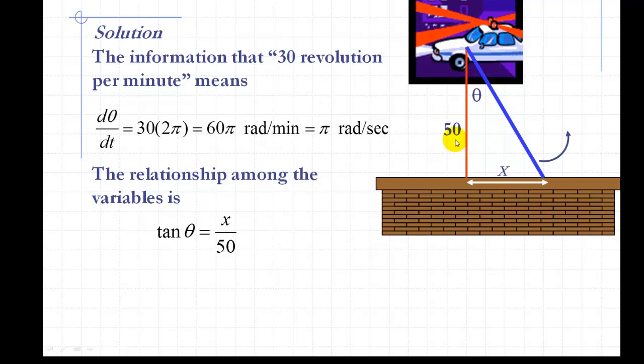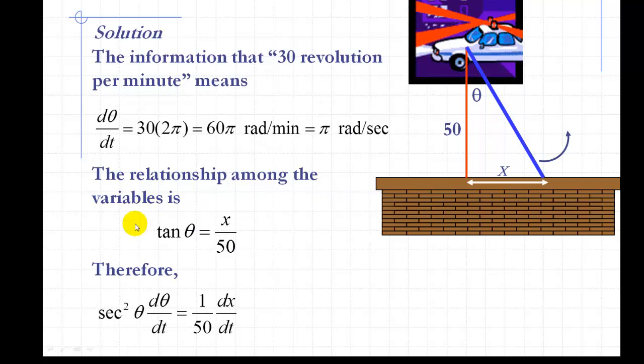When you look at this triangle, you see it's a right triangle, and x and 50 are the opposite and adjacent sides of the triangle if theta is the angle we're interested in. So opposite and adjacent means we're going to use tangent. Therefore, the tangent of angle theta is equal to x over 50. And x is that distance along the wall that the light beam is moving.